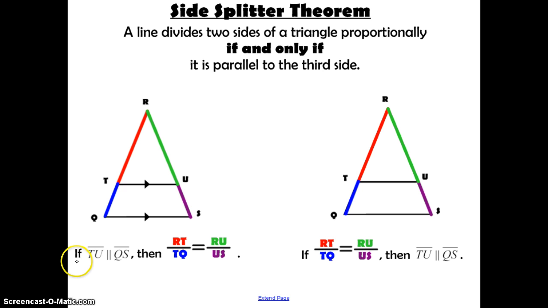When we look at the conditional, this one tells us that if TU is parallel to QS, so we have TU and QS are parallel because of the arrows, then we can say that the side length RT over TQ is going to be proportional to RU over US. In the converse, this tells us that if you're given the measurements RT over TQ is proportional to RU over US, then you can conclude that the lines are parallel. So the difference between these two is going to be important based on the type of question you're asked and what your answer needs to be.